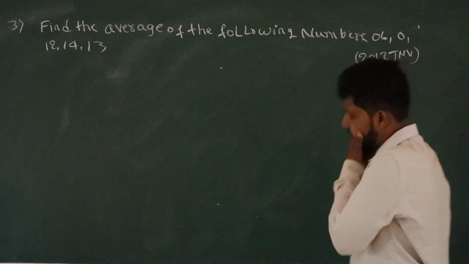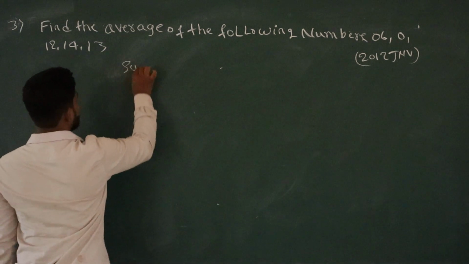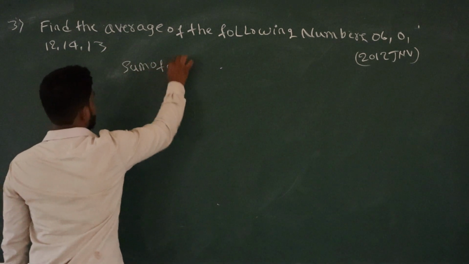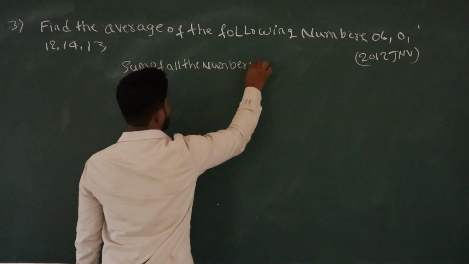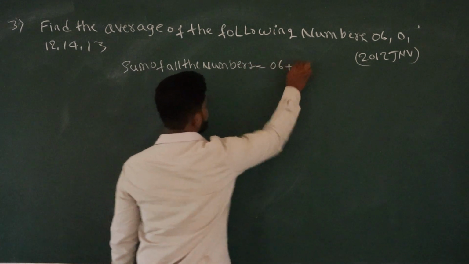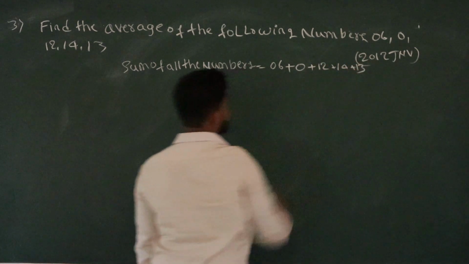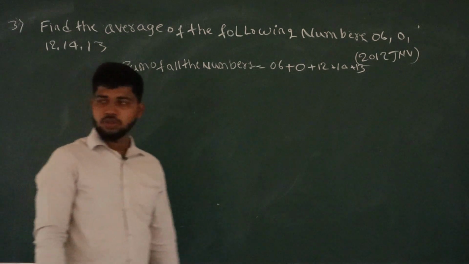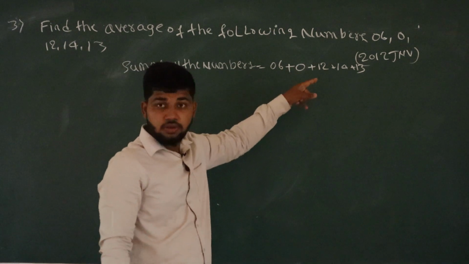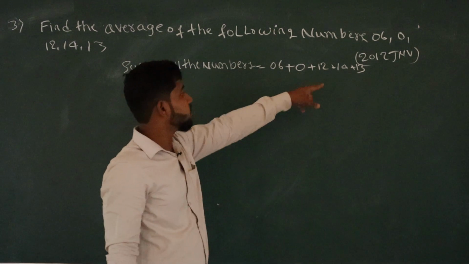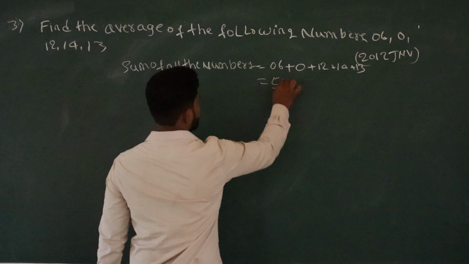Now we shall write the sum of all the numbers. What is the sum of all the numbers here? 6 plus 0 plus 12 plus 14 plus 13. This is the sum of all the numbers. Now if you add these numbers, how much are you getting here? 12 plus 6 plus 0 is 6, and 18. 18 plus 14 is 32. 32 plus 13 is 45. You will get the sum as 45.